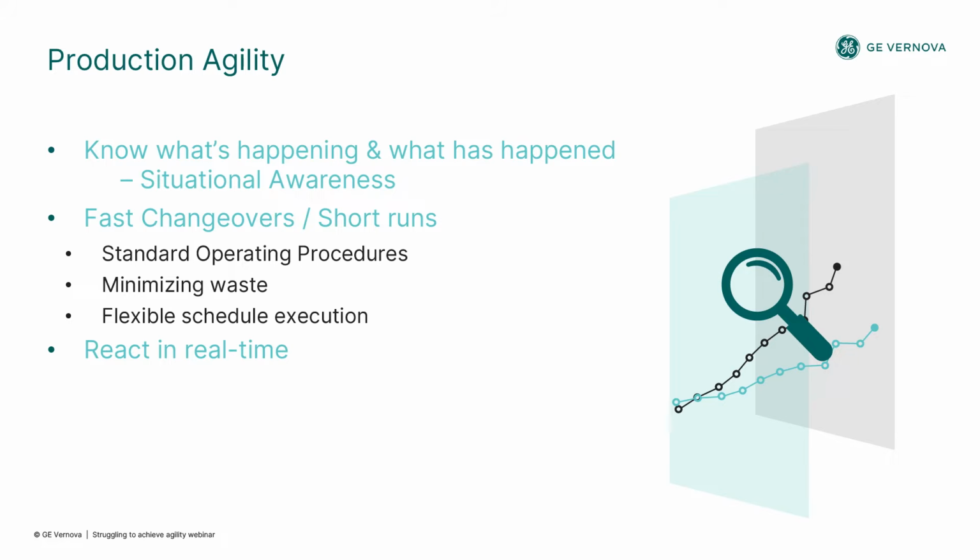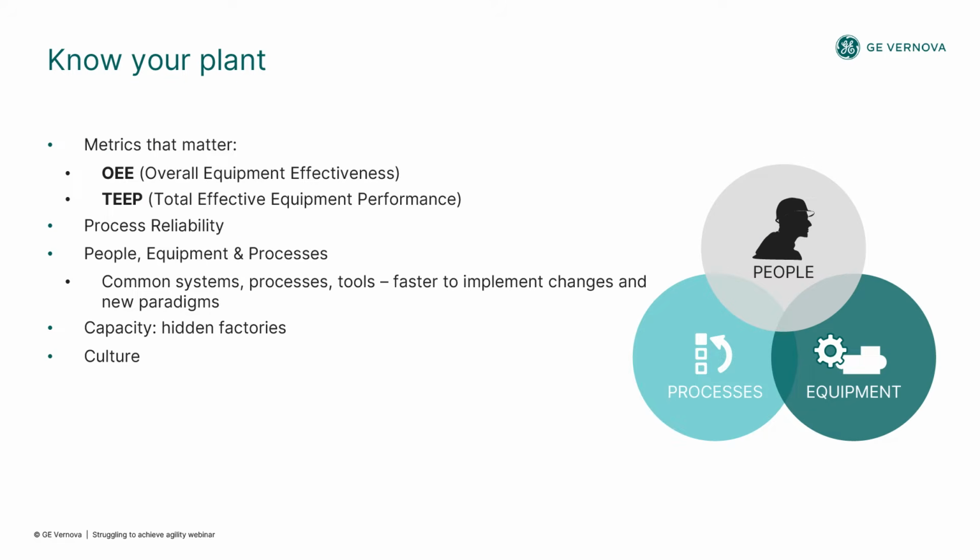You need to be able to understand what to do at the right time in real time. So how do you do that? And what are the things that you can do to understand better what's happening in your plant and really be able to adjust in real time? Well, it comes down to tracking metrics that really matter in your environment, in your world.